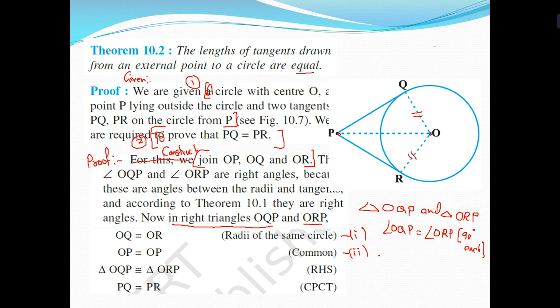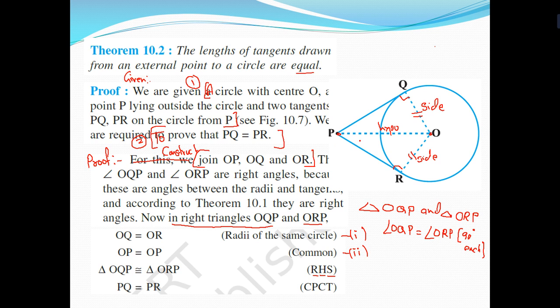So three things: right angle, hypotenuse, side. First right angle, then hypotenuse, and then the common side. Here it is side, here it is hypotenuse, and here it is right angle. Here it is right angle, here it is side, here it is hypotenuse. So according to the RHS criterion, the two triangles are congruent.